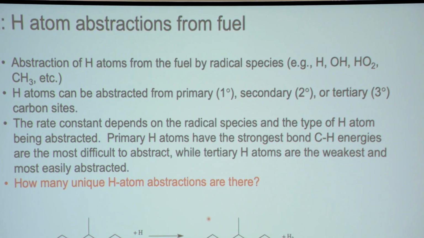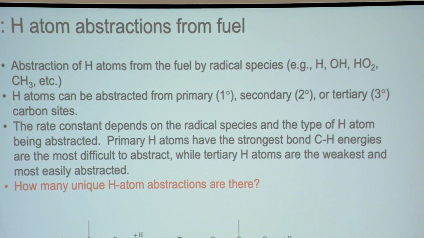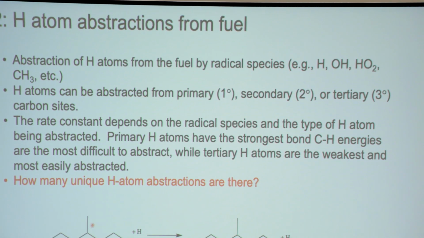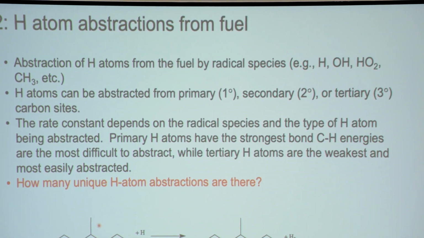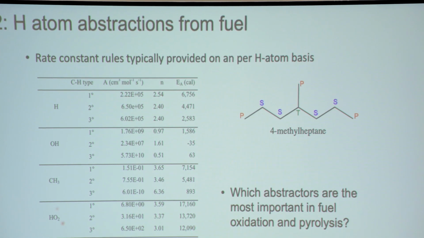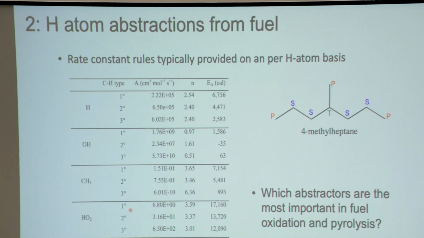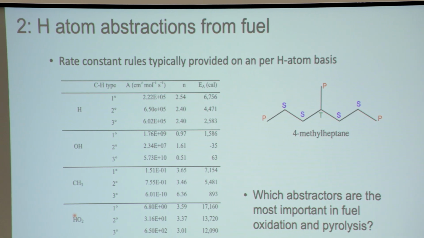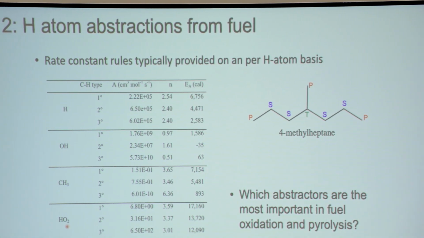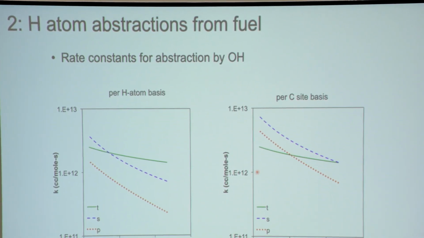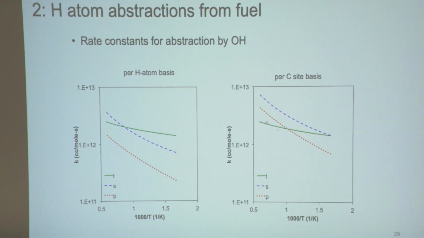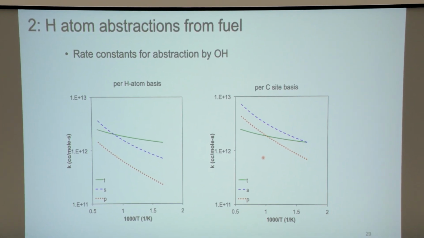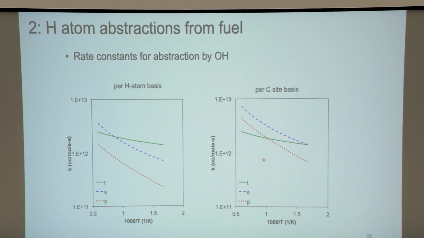And we said in this molecule, 4-methylheptane, you could have, I think we said 1, 2, 3, 4, 5 different abstractions that are possible. And we could start at a simple case, just developing rate rules for abstractions from these different sites for different types of abstractor molecules. So H radical, OH, methyl, and HO2. And if you plot these, you see on a per carbon site basis, they're all pretty much the same, so you can't neglect any one of them in terms of their rate constants.